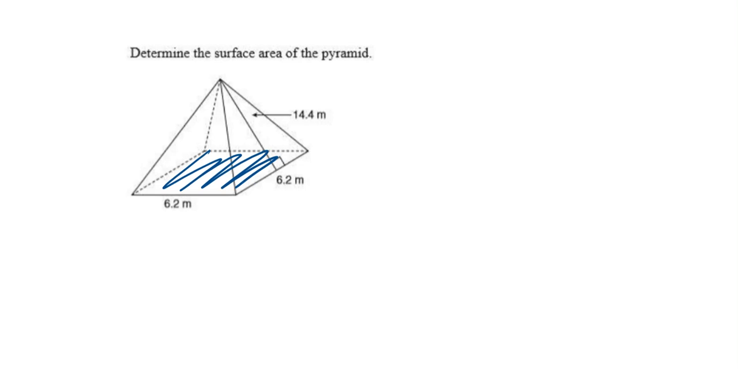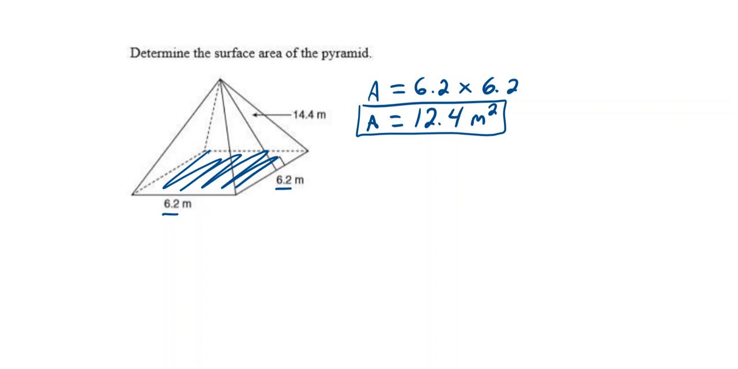The square is easy because it's just one side times itself, right? It's the same number. So the area of that square would just be 6.2 times 6.2, length times width. All right, so the area of that square would be 12.4, and then I'll write down the units now too, meters squared. I'm going to put a box around that because I'm going to add it up after.